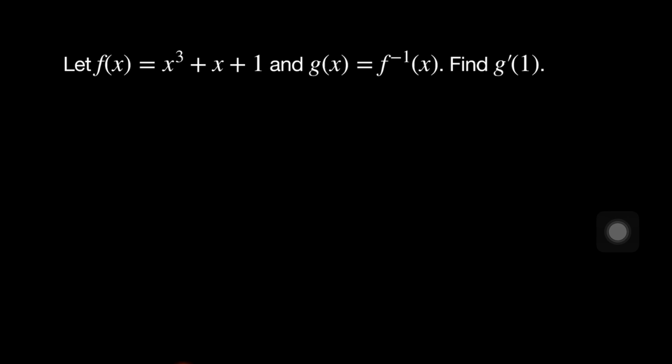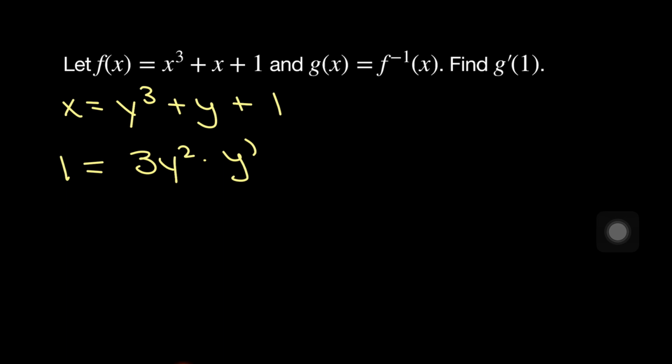We've got f of x equal x cubed plus x plus 1. And we're going to call g of x the inverse of that function. Find g prime of 1. So first thing I'm going to do is just switch my x's and y's, and then I can take the derivative implicitly. So I have x equal y cubed plus y plus 1. Derivative of x is 1. Derivative of y cubed would be 3y squared. And then there's my chain rule, or my implicit differentiation. I have to multiply by y prime. Derivative of y is just y prime. And derivative of 1 is 0.